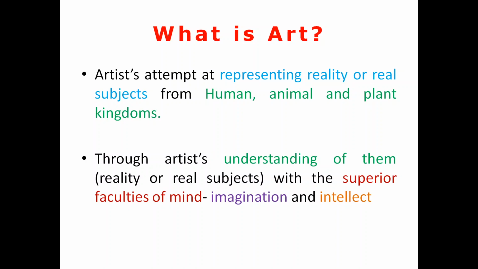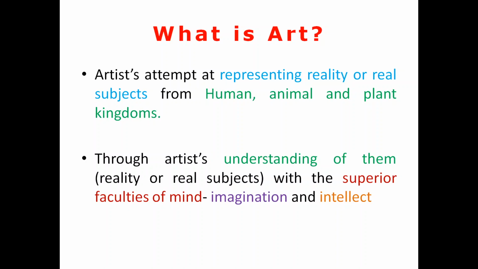Art is an artist's attempt at representing reality or real subjects from human, animal, and plant kingdoms. When the artist attempts reality or real subjects from human, animal, and plant kingdoms, he uses his understanding of the reality or real subjects. When he tries to understand the reality, he uses his superior faculties of mind, that is, imagination and intellect. It means that in art we have representation of reality, and that representation of reality or real subjects is taken from human, animal, and plant kingdoms.